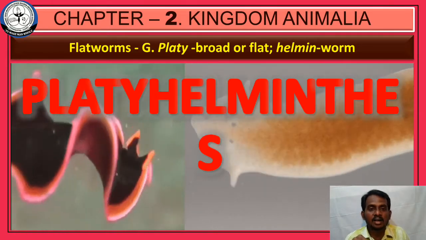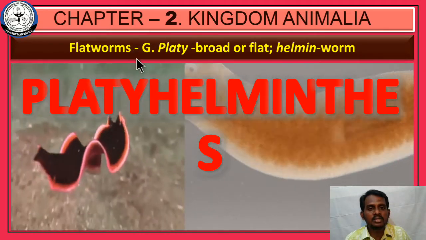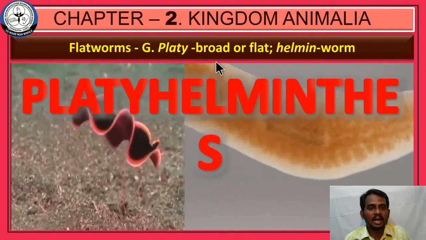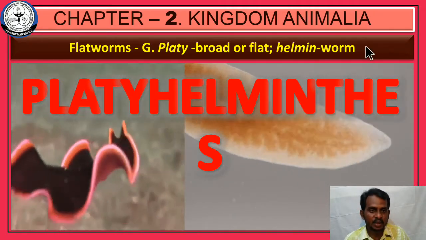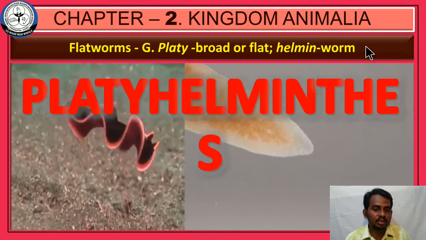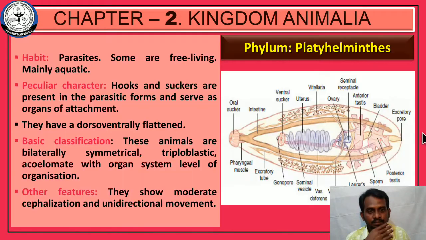Platyhelminthes means flatworms. It is a Greek word. Platy means broad or flat, helminth means worm. In this part I am going to teach about the Platyhelminthes. And what is the habit and habitat of this animal? This is a parasitic animal. Some organisms live in aquatic environments, mostly marine as well as freshwater. Aquatic and parasitic.